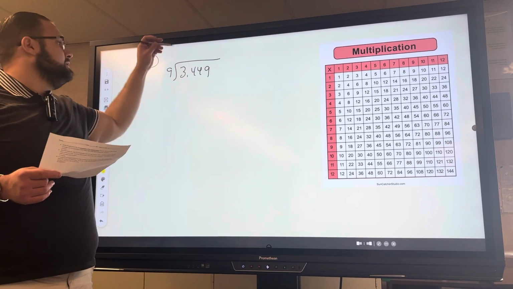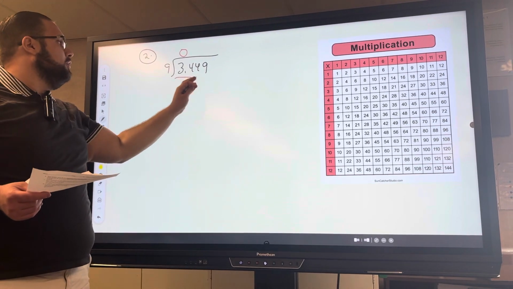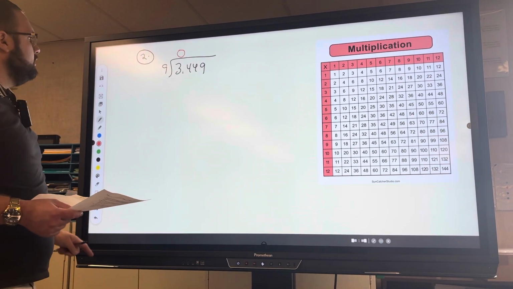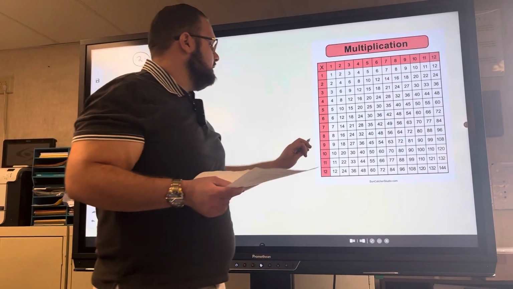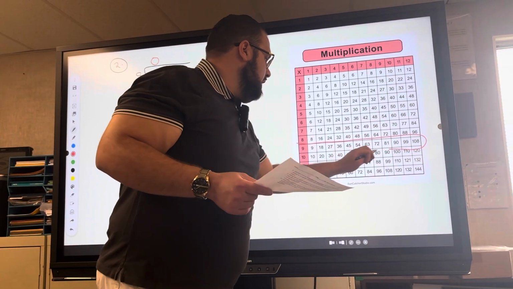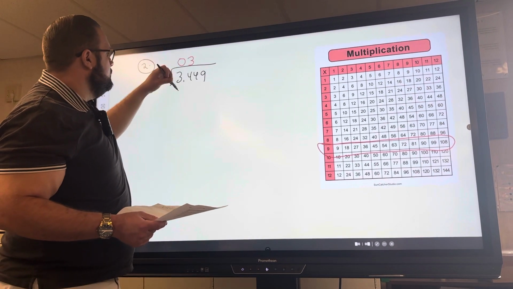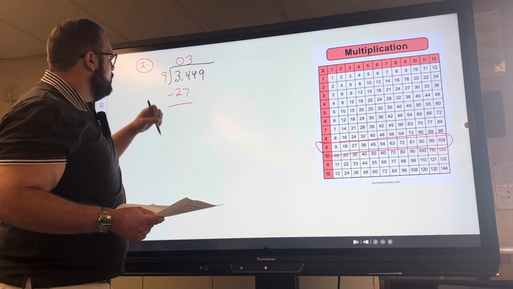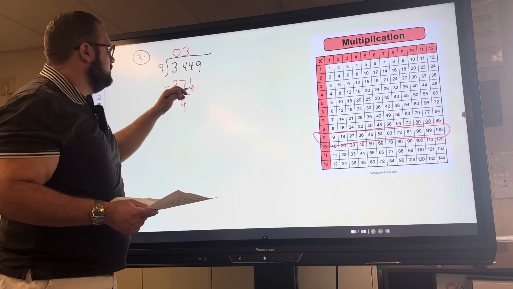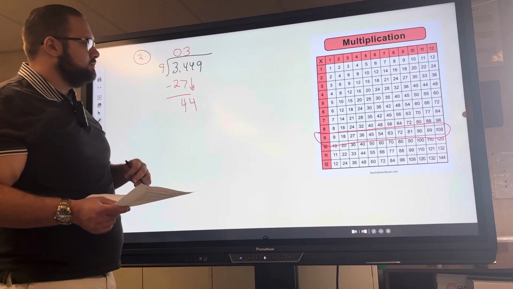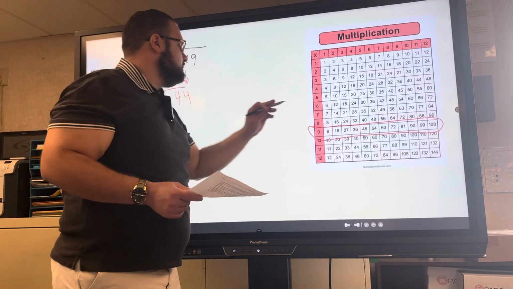9 goes into 3 0 times because 3 is too small. So we have to include the 4 and make it 34. 9 goes into 34 approximately, well, I'm looking at my 9s here. 3. Yeah, I see 4 is too big, 36 is too big, so 3 times, which is 27. When you subtract, you get 4 left over, and you bring down the other 4. 9 goes into 44 4 times.